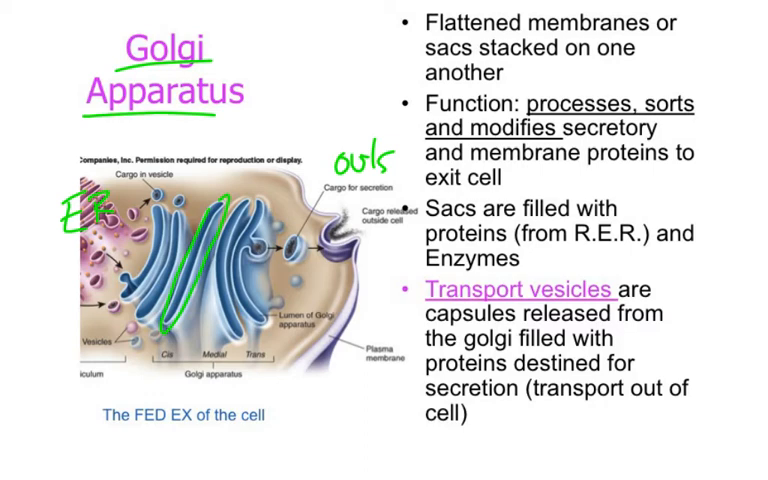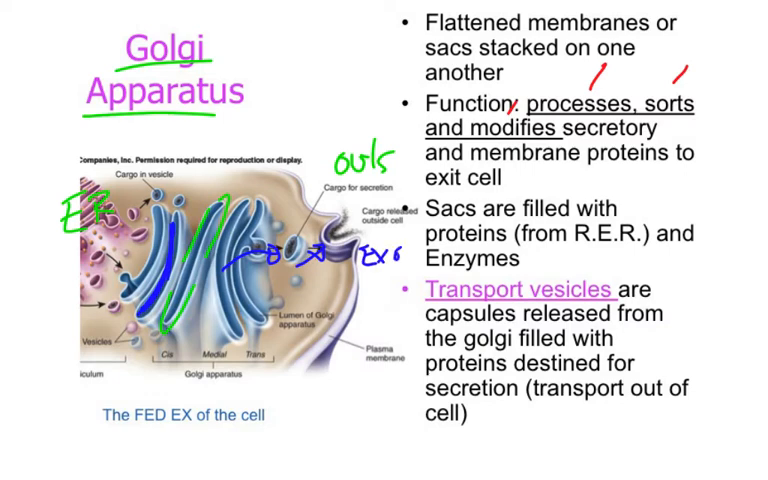And their task or their function is to process, sort, and modify proteins and other materials, things like enzymes, as they're going to be traveling out of the cell. And so the Golgi is tasked with taking the substances made in the ER, making any modifications that need to happen inside their intermembrane space here, and then passing those substances along so they can be merged with the cell membrane and released through exocytosis.